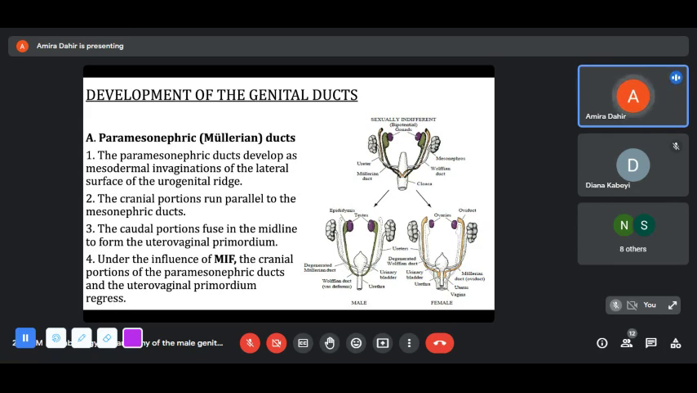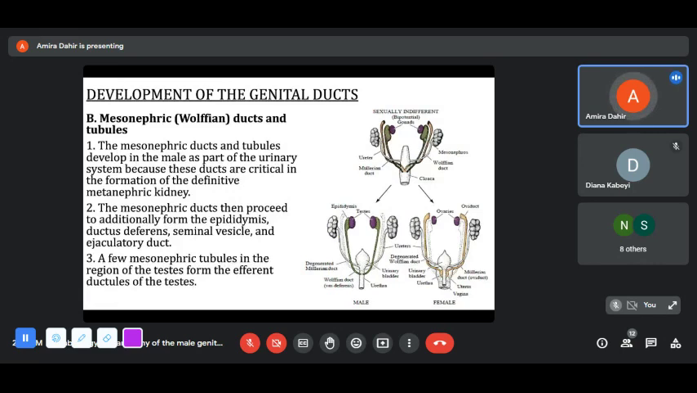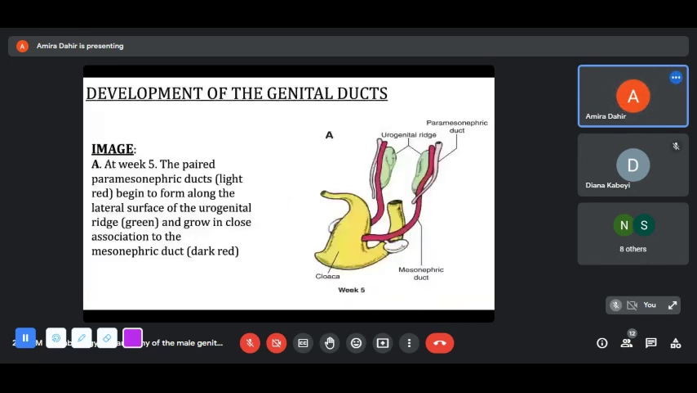The cranial portions of the paramesonephric ducts and the uterovaginal primordium regress. The mesonephric ducts are part of the urinary system because they are critical in the formation of the definitive metanephric kidney. These ducts then proceed to additionally form epididymis, ductus deferens, seminal vesicle, and ejaculatory duct. A few of these mesonephric tubules in the region of the testis form the efferent ductules of the testis. So this is a summary of how the genital ducts are developed.